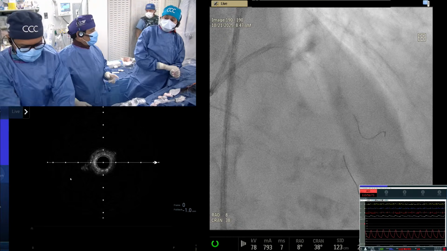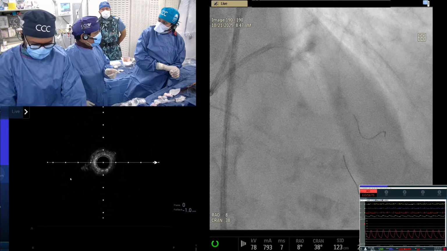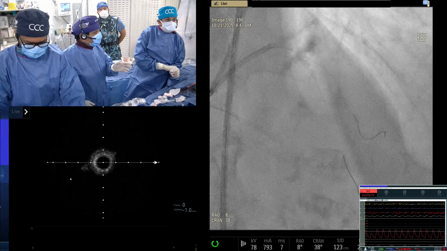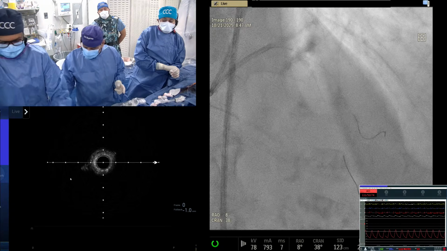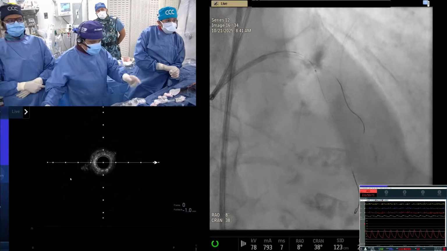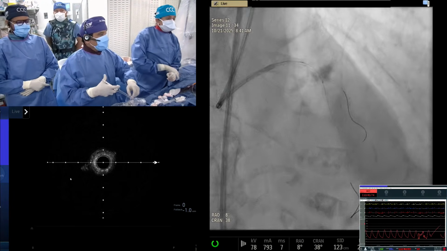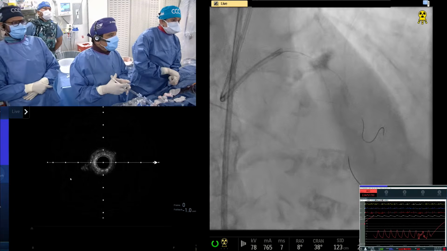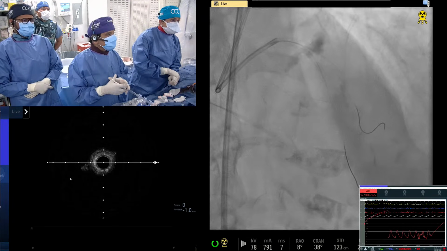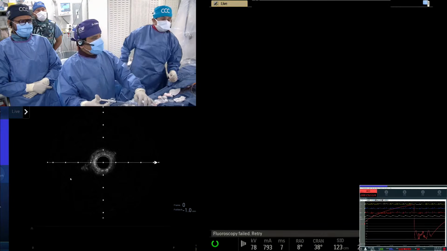There is a 2.5 by 12 compliant balloon. No, but we want to do atherectomy. What atherectomy? Rota of the diagonal. That was the original plan. Let's take a picture, do it, and then let's see how much calcium it is. It could be just a cutting balloon. I will use 1.5 bar. I think that was the whole plan.